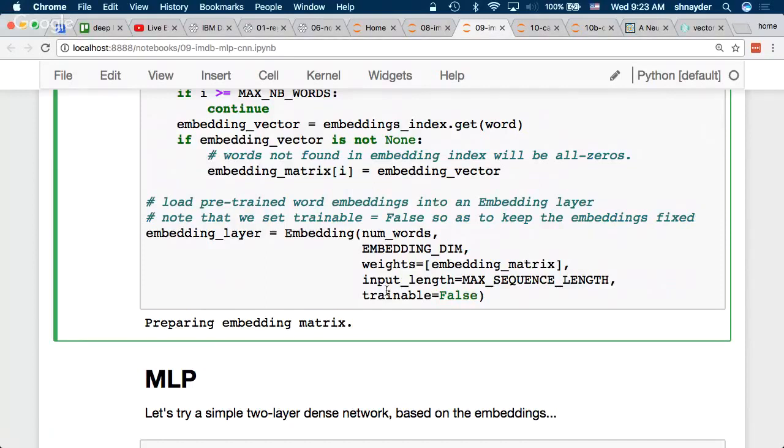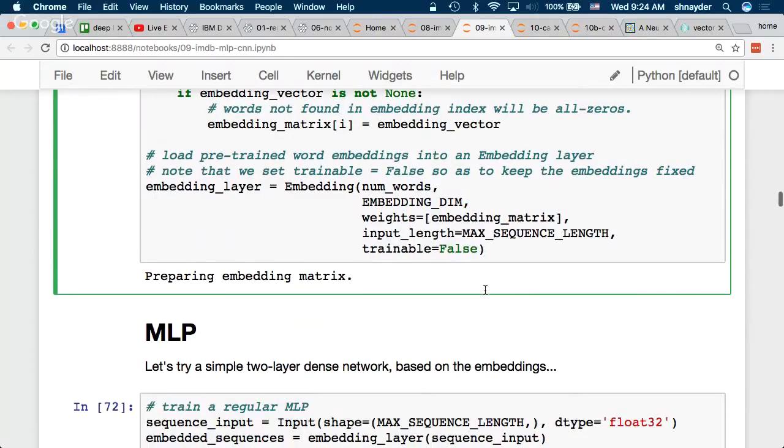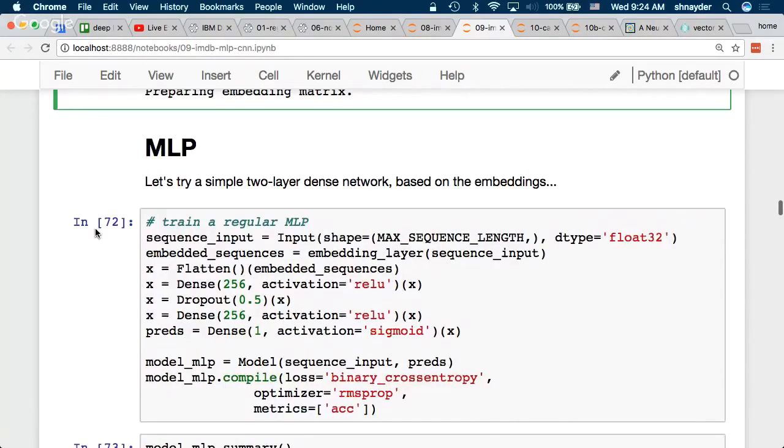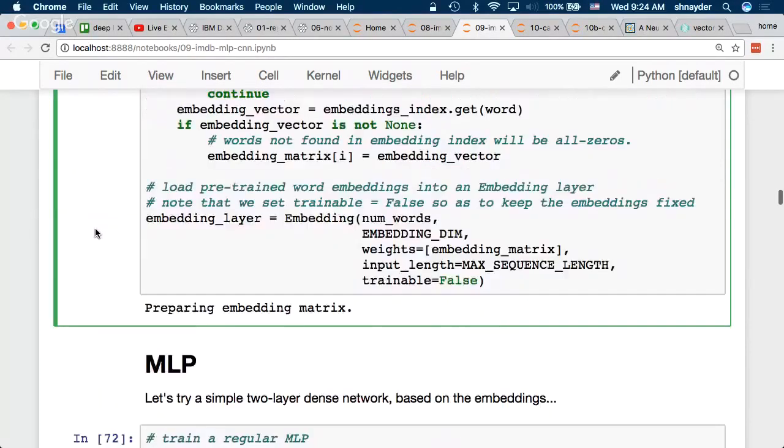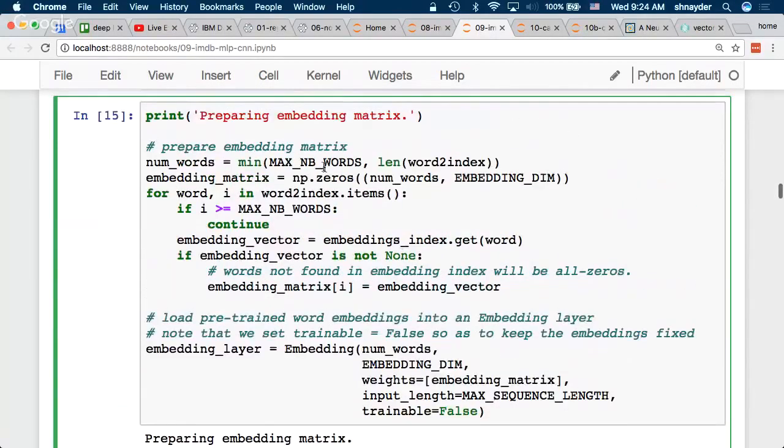And right now we're telling it, you know, don't train this. If you don't put that in, or if you make it true, then as you train your network, it'll actually try to adjust the weights in the embedding matrix as well as the weights in the rest of the network. So now let's make a model. We start with a matrix of all zeros, and if we don't have a word, we just leave it at all zeros. Otherwise, we replace it with the vector that's in there.